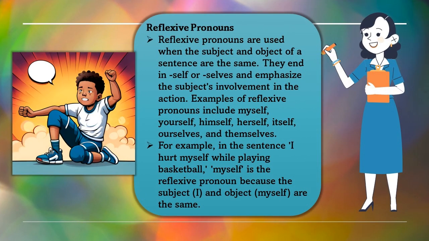Reflexive pronouns. Reflexive pronouns are used when the subject and object of a sentence are the same. They end in -self or -selves and emphasize the subject's involvement in the action. Examples of reflexive pronouns include myself, yourself, himself, herself, itself, ourselves, and themselves.